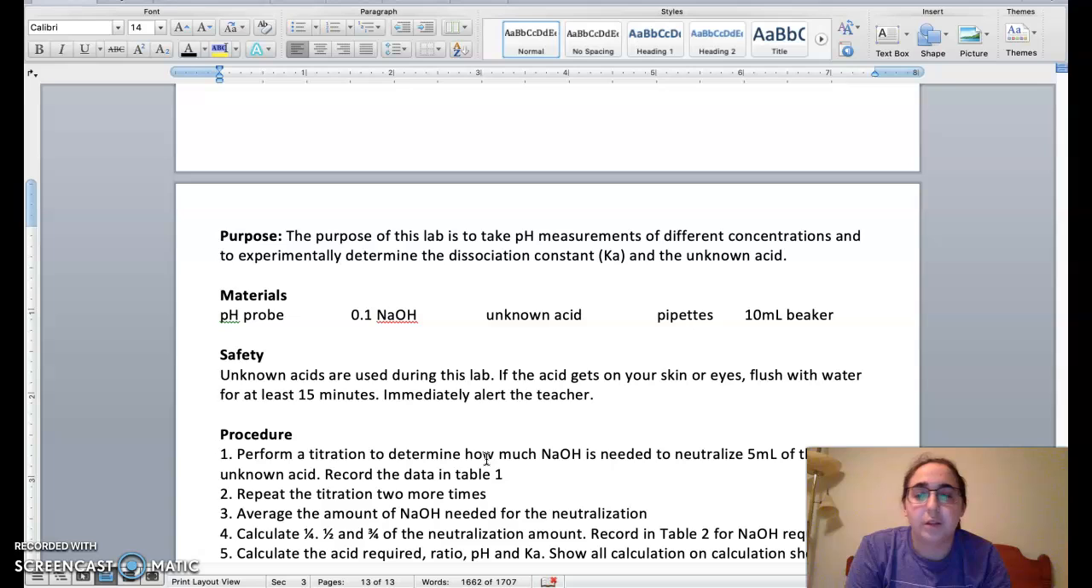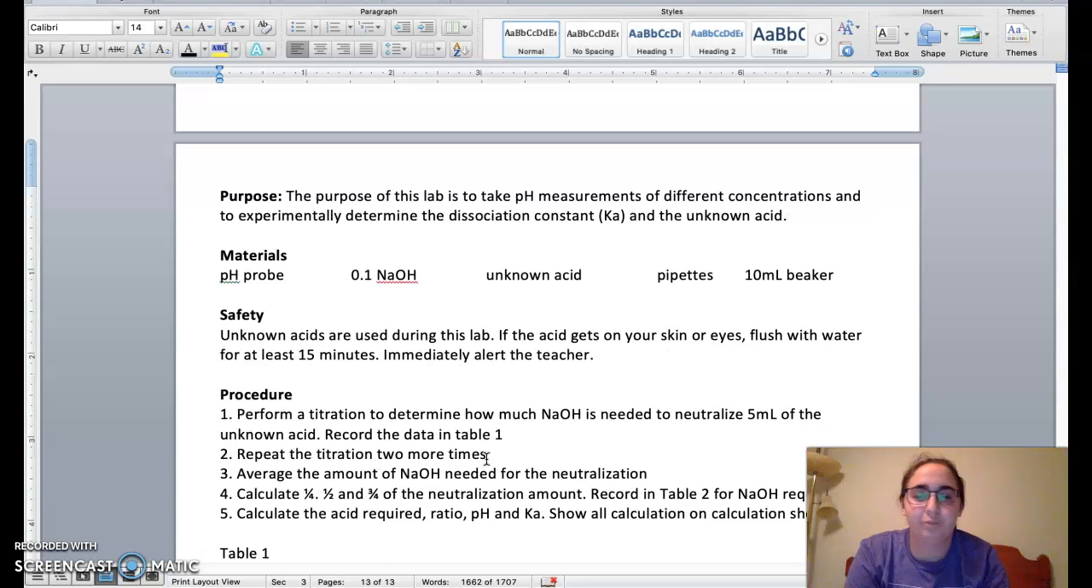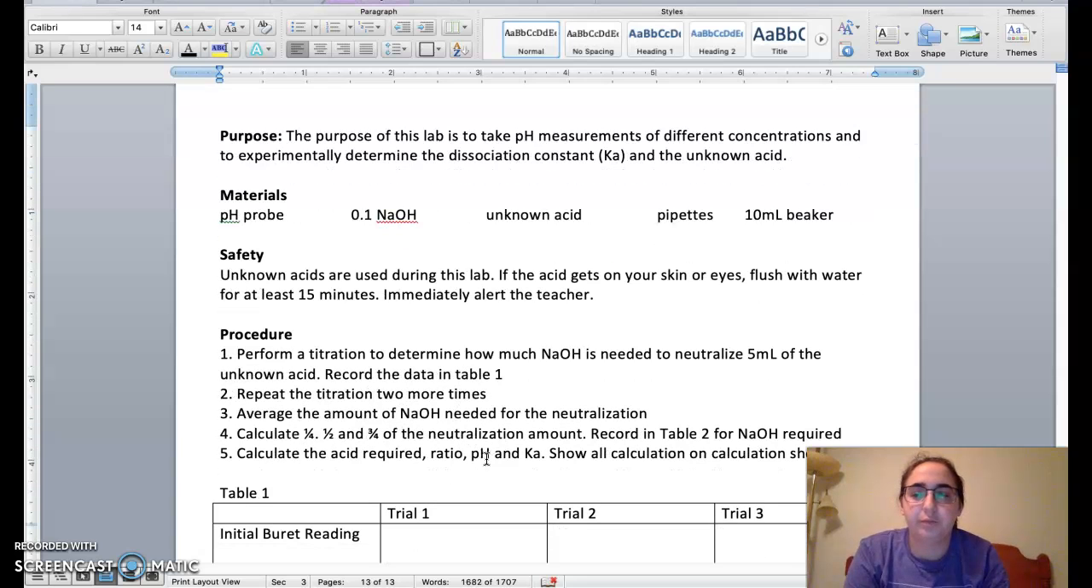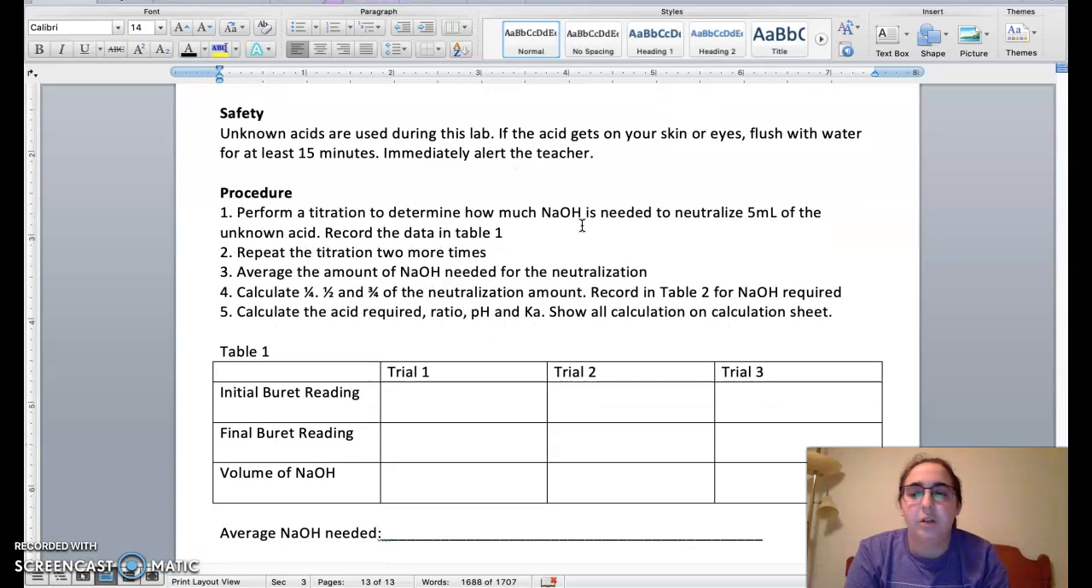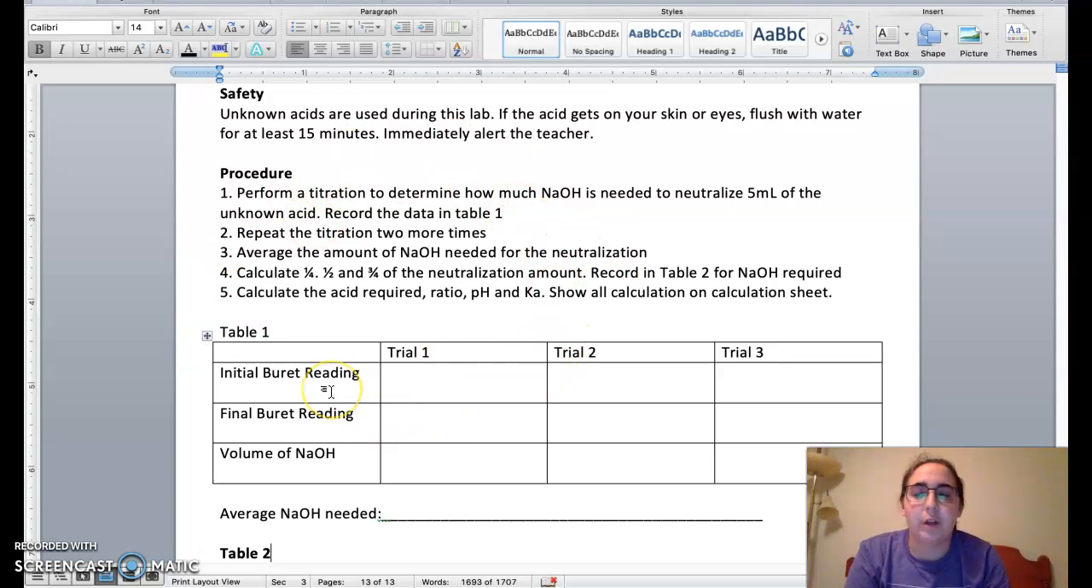So the purpose is to find the pH and that ratio, and then calculate the Ka of an unknown acid, and then see if we can identify that unknown acid. So again, for our safety, we're using an unknown acid. If it gets on your eyes or skin, flush it out. So it's kind of a review of a lot of things we've talked about in this chapter. They're going to perform a titration. They're going to repeat that titration. And then they're going to do some calculations to get the correct ratios.